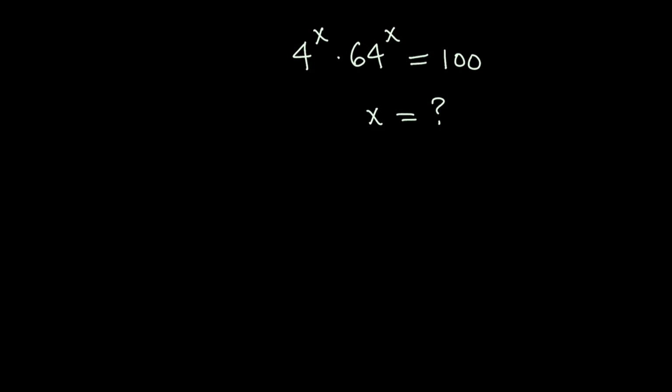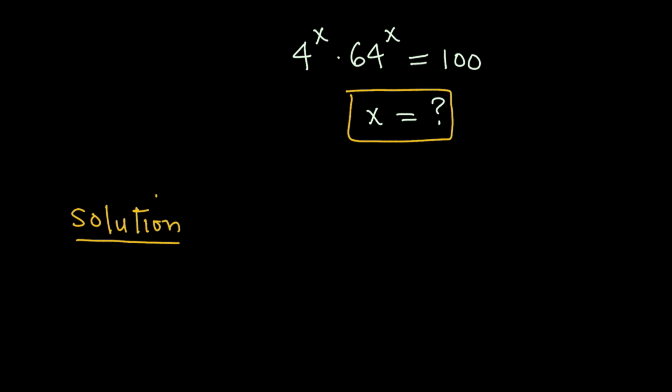In this problem, we want to solve for x given 4 raised to power x times 64 raised to power x is equal to 100. There is more than one approach to solve this problem, but I'm going to work on this 64 first of all. 64 can be expressed as 4 raised to power 3.